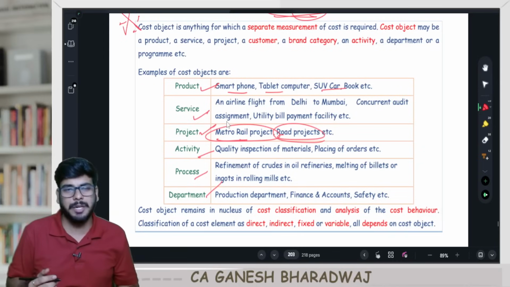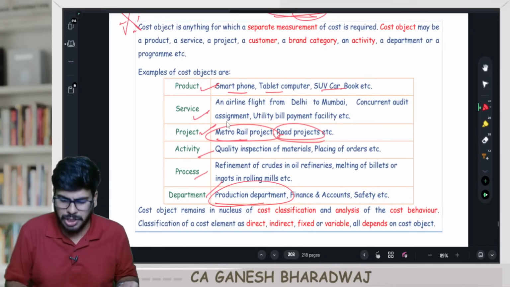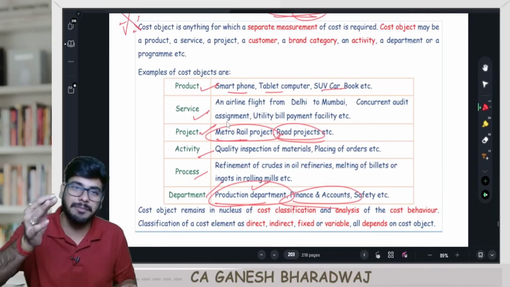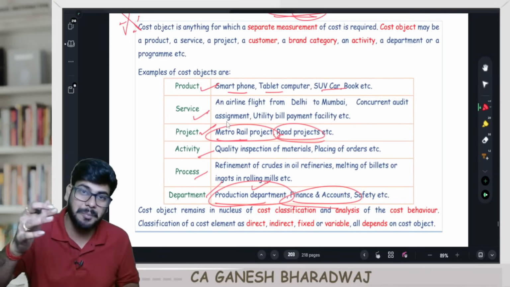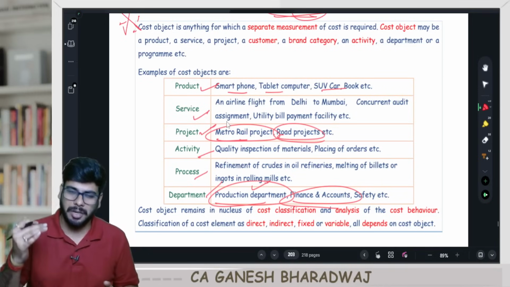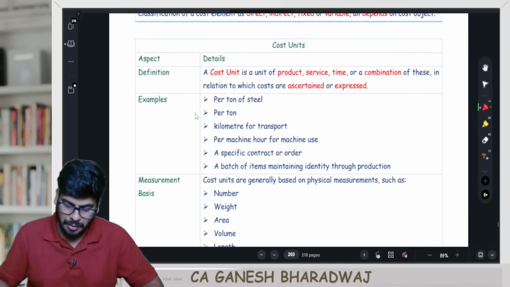You can calculate cost for a department also. I want to calculate department-wise what the cost is. Okay, production department, so and so is the cost. Finance department, so and so is the cost. Here, the production department becomes the cost object. Your sales department becomes the cost object. So, for what you are computing the cost is actually called a cost object. Clear with this, guys?